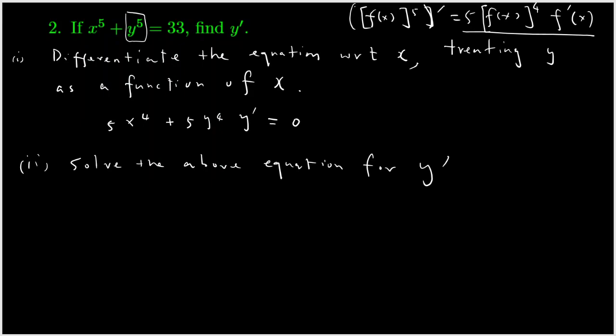Y prime is something we're looking for. Okay. It's kind of isolating the term involving y prime. So you have 5 times y to the power 4 and then times y prime equals negative 5 times x to the power 4, isolating the terms involving y prime. Okay, the same as before. I think we have seen that, right? And then y prime is equal to negative x to the power 4 over y to the power 4. I think that's right. Any questions?